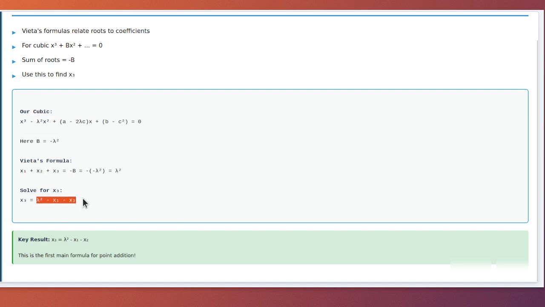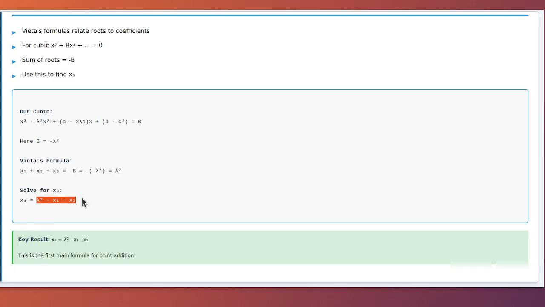This is one of the key formulas for elliptic curve point addition. Notice that it only depends on the slope, lambda, and the x-coordinates of P and Q. We square lambda and subtract the 2 x-coordinates to get the x-coordinate of the result.